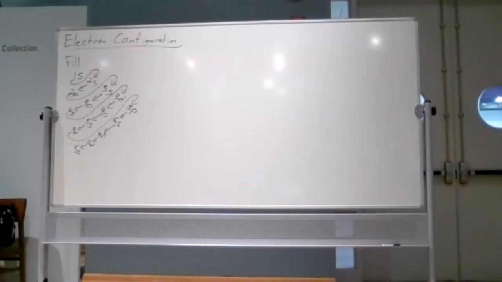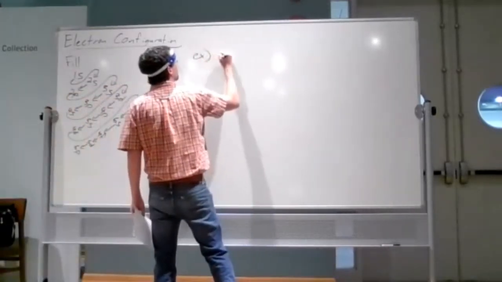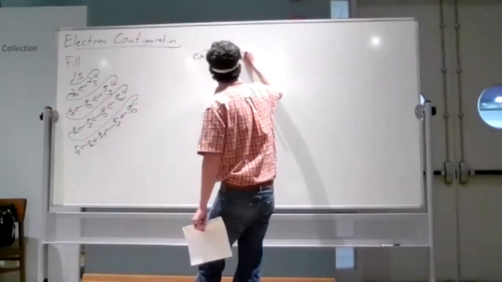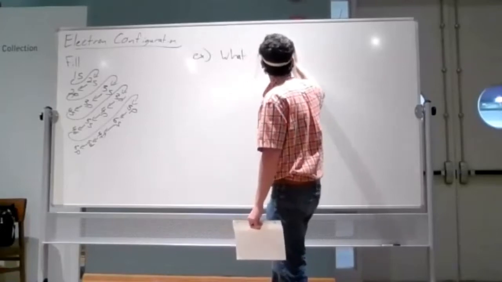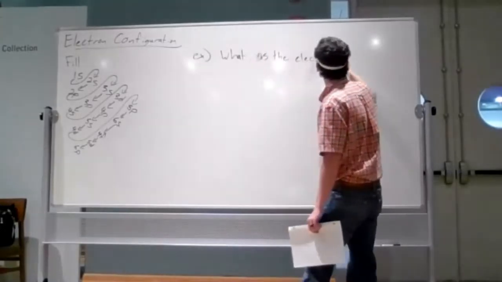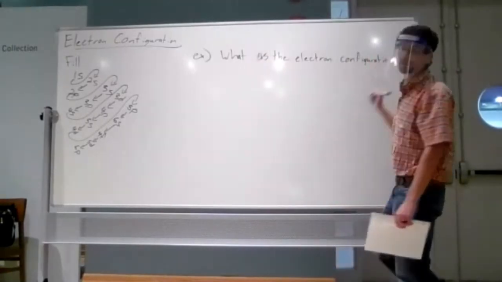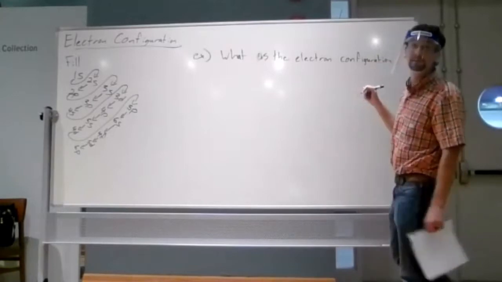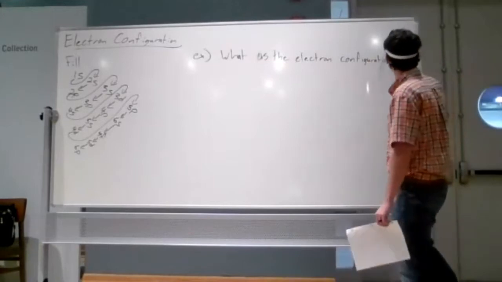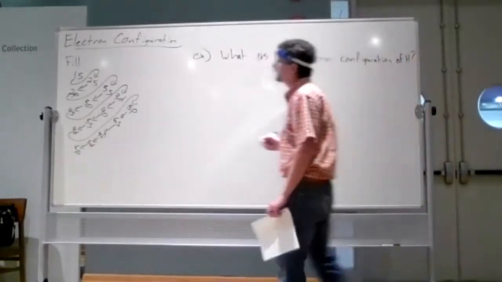But we can represent these electron configurations graphically or written out. As an example, we're going to look at the simplest case. What's the simplest system you can think of in terms of number of electrons? So we're going to ask, what is the electron configuration of hydrogen?